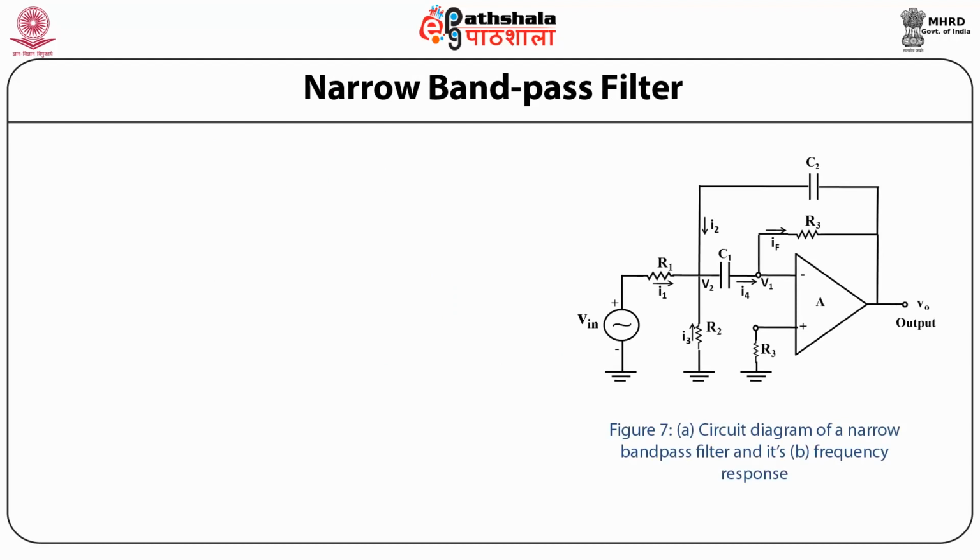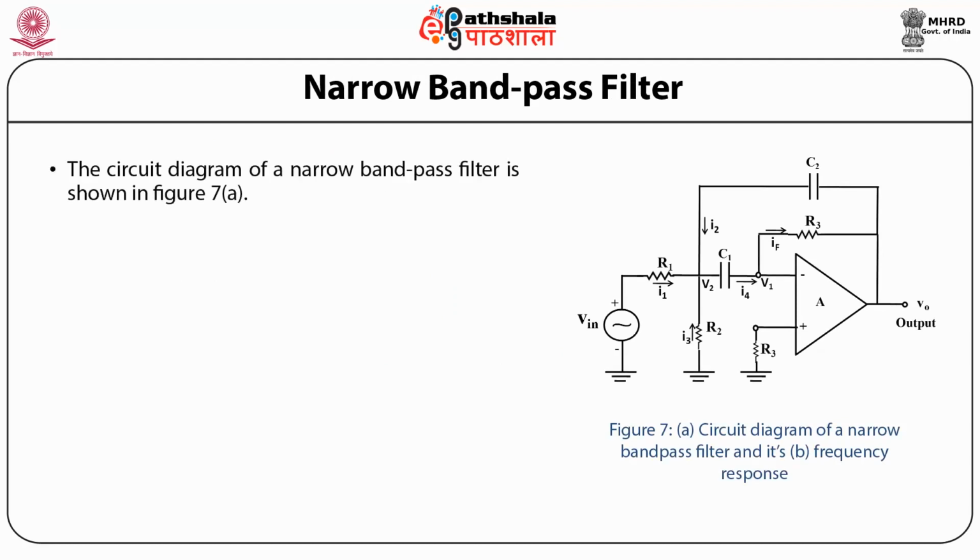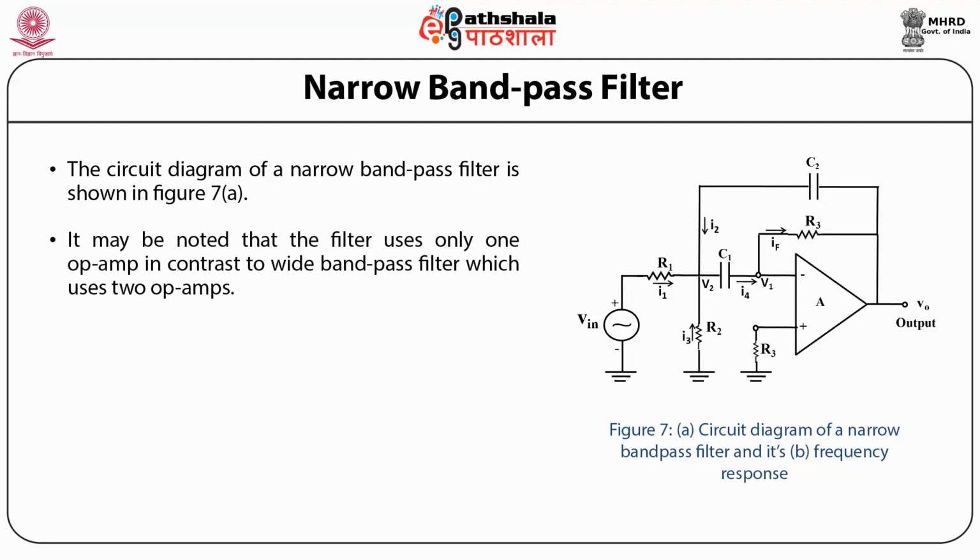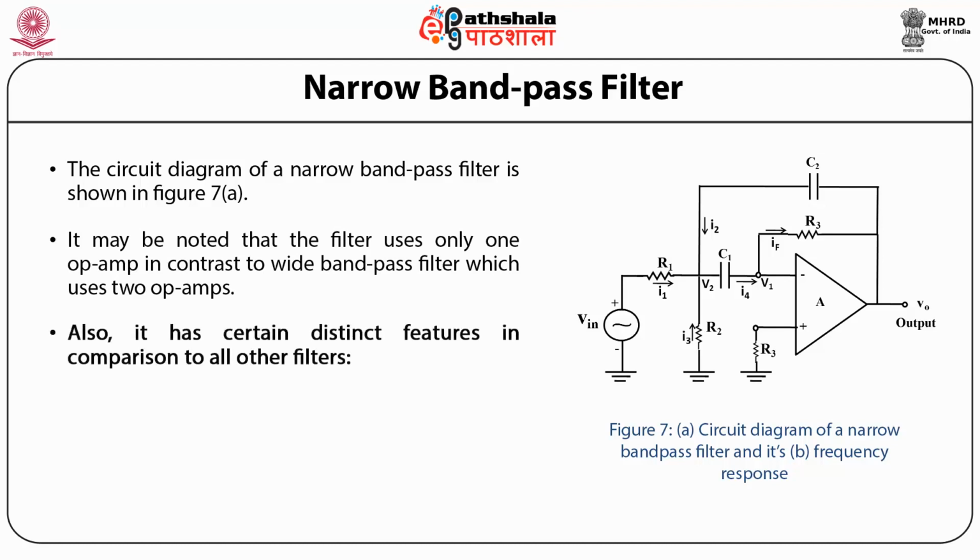Let us next discuss the narrow bandpass filter in detail. The circuit diagram of a narrow bandpass filter is shown in the figure. It may be noted that the filter uses only one op-amp in contrast to the wide bandpass filter, which uses two op-amps. Also, it has certain distinct features in comparison to all other filters.